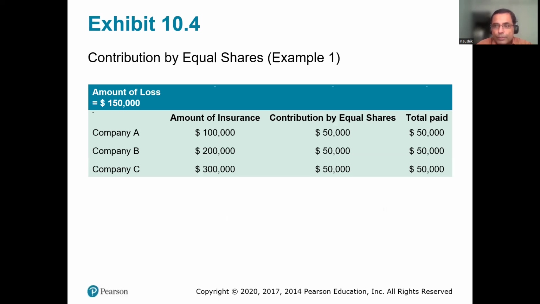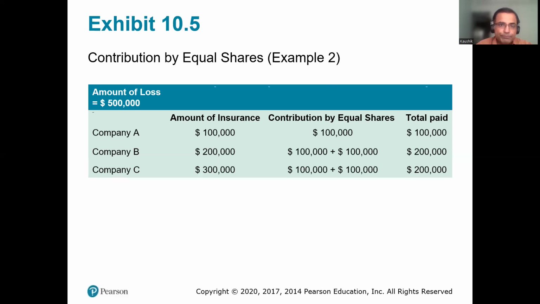If it is contribution by equal shares, then the loss amount is first equally distributed among all the insurers. In this case, the total amount is 150,000. So it is equally distributed among the 3 companies. Each will contribute 50,000 and it is within the lowest limit that is 100,000. So the matter is resolved here. Each insurance company ends up paying equal amounts.